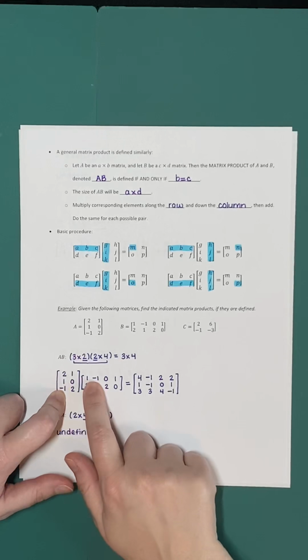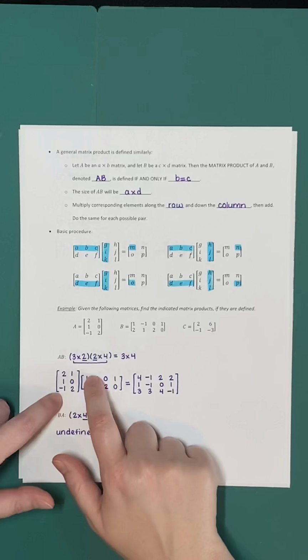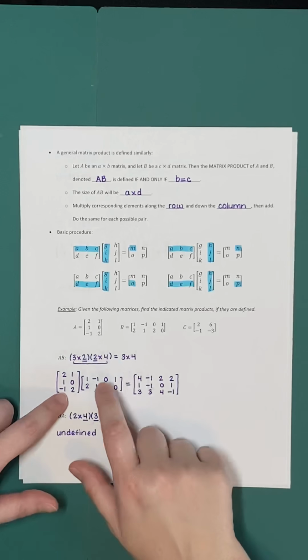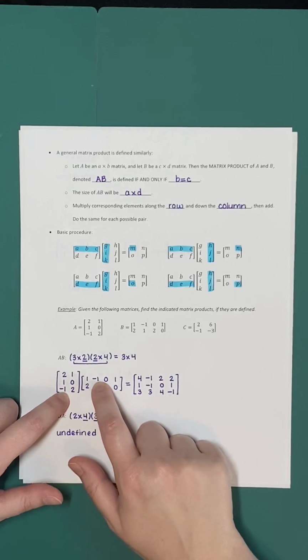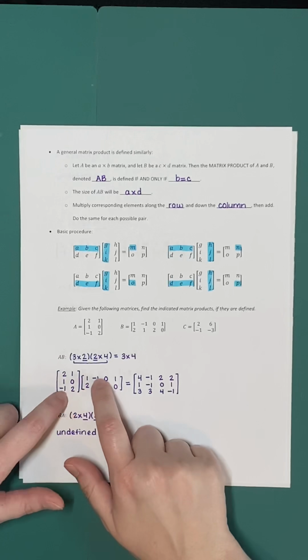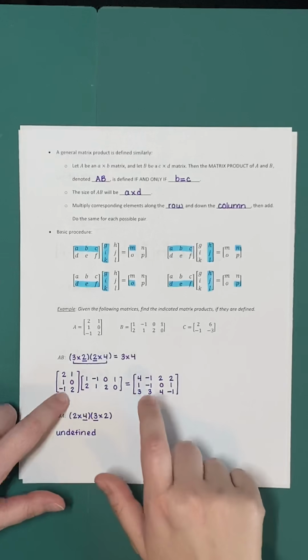So -1 times 1 is -1. 2 times 2 is 4. -1 plus 4 is going to give me 3. -1 times -1 is +1. 2 times 1 is 2. So +1 plus 2, also going to give me a 3.